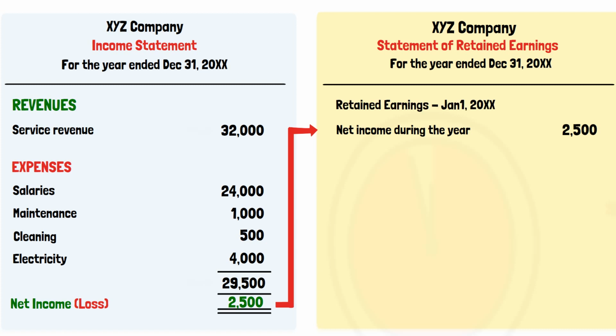There is no balance for the retained earnings at the beginning of the year because the first day for the business was on November 1st. So let us put 0 as the beginning balance for retained earnings.